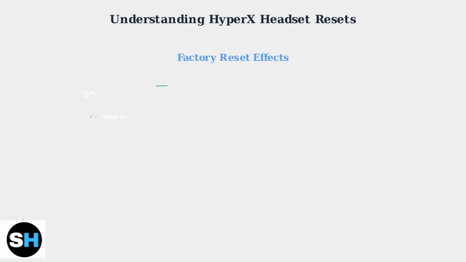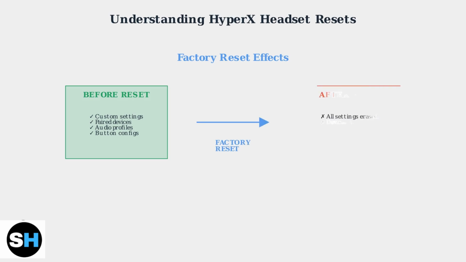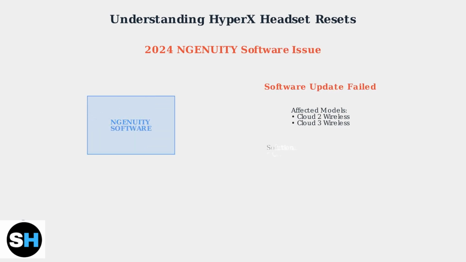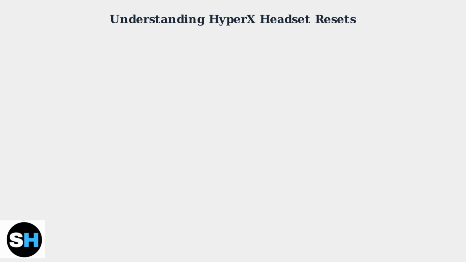A factory reset is the most comprehensive reset option. It completely erases all saved settings, custom configurations, and pairing information, returning your headset to its original state. A real-world example occurred in early 2024 when a HyperX Ingenuity software update caused connectivity problems for Cloud 2 and Cloud 3 wireless headsets, demonstrating why reset knowledge is essential.